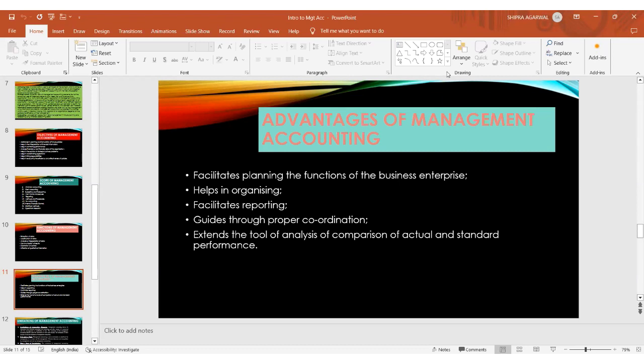Then it extends the tool of analysis of comparison of actual and standard performance. As I told you, if you are talking about the controlling part, then control means you have to start the work, measure it, compare it, and then look for deviations. And for the deviations, corrective steps are to be taken. So this loop has to be done on a continuous basis, because at any point of time, your working can go wrong, right? Until and unless you achieve your organizational objective. So management accounting helps you in moving ahead in the loop.